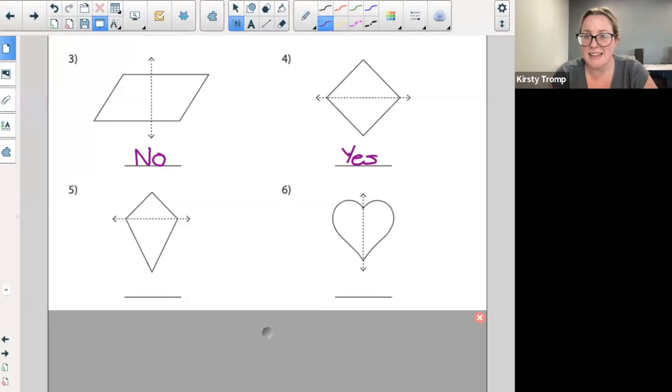Miss, it's not a thing of symmetry. Well done. Number 5 is definitely not an axis of symmetry. It's a kite, and kites do have axes of symmetry, but that's not the axis of symmetry. Am I right? Yes, well done.